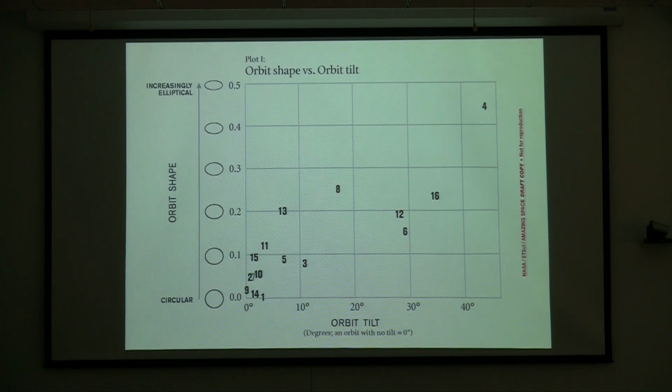Tell me something else. Most of them are just circular with a small tilt. Okay. As we concluded for each of these plots separately, most of them are relatively circular and most of them have small tilt. And so you can see a clumping down in the lower left. That becomes apparent here.